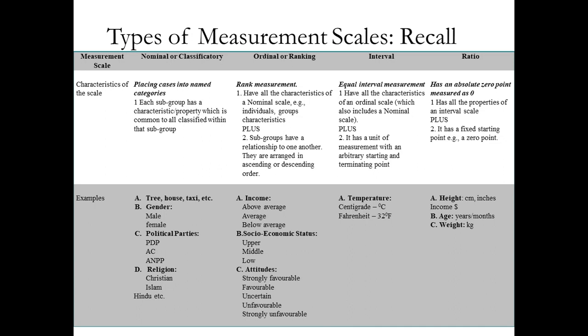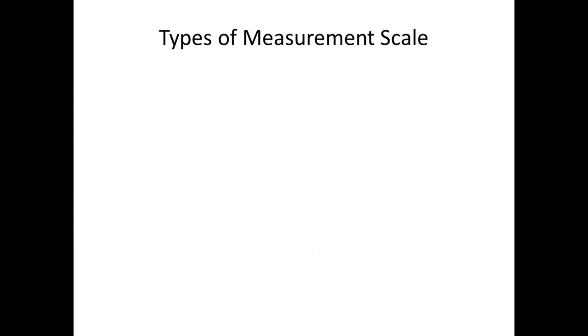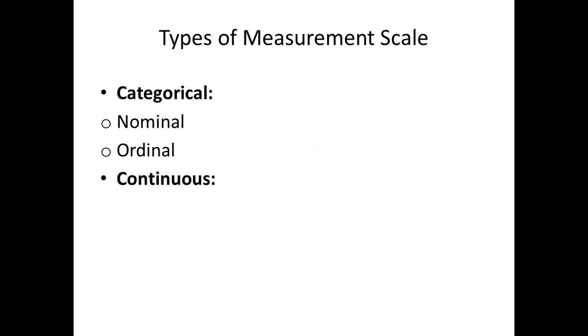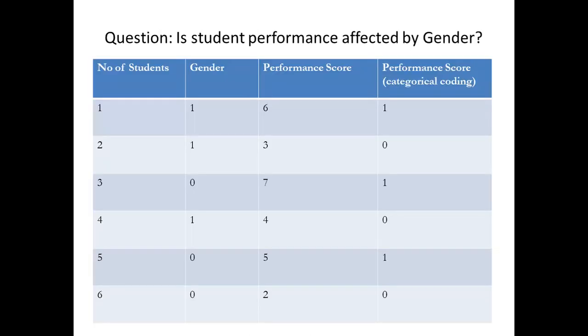Now, my major interest is to see how these things inform your selection of method of analysis. Categorical has 2 of them, nominal or ordinal, and continuous also has 2, interval or ratio. That's how they are classified, and each of them informs how you select your method of analysis. So let me give you a simple table.